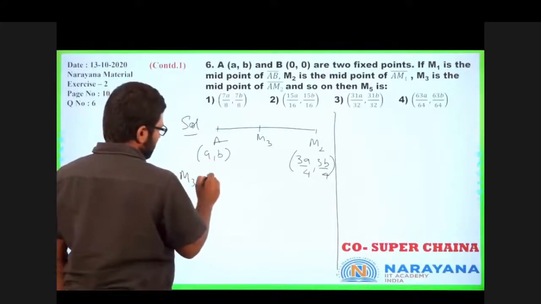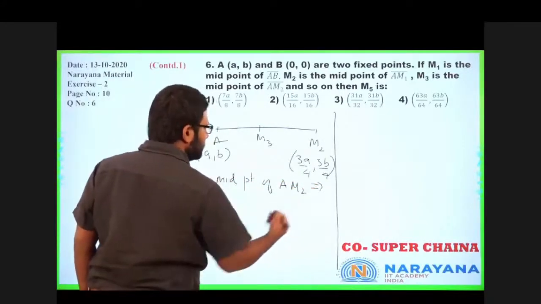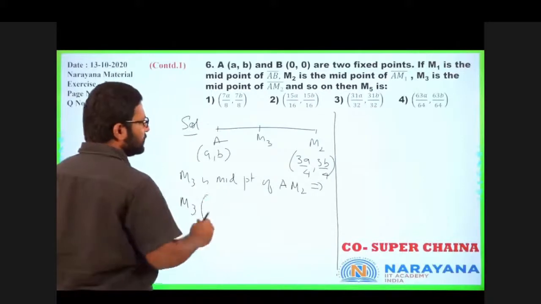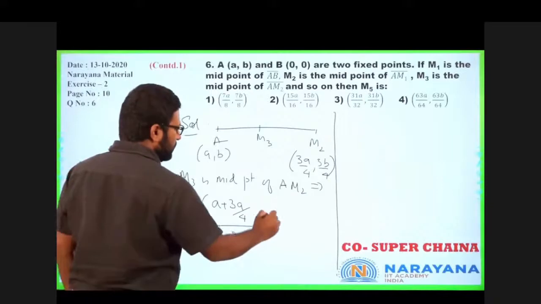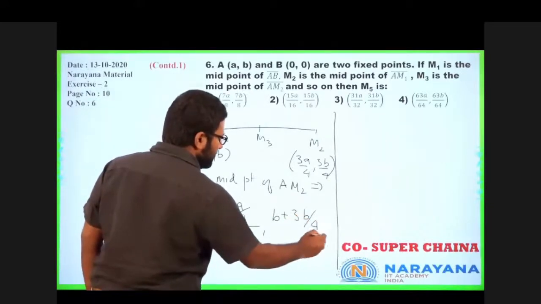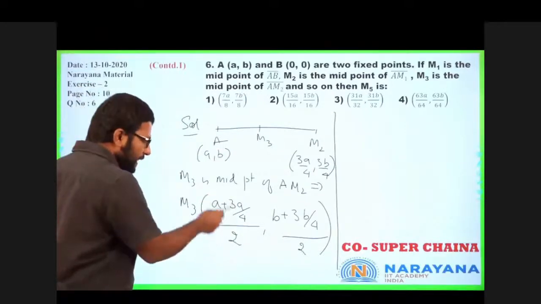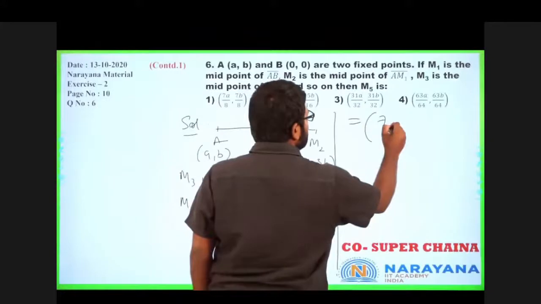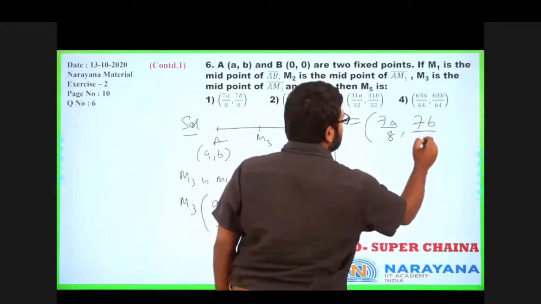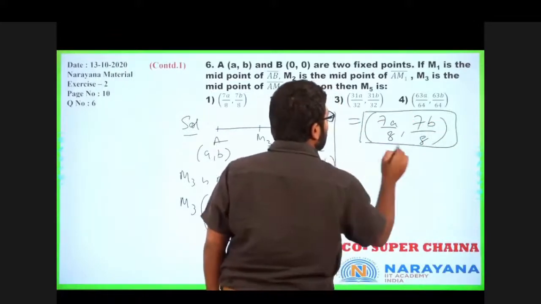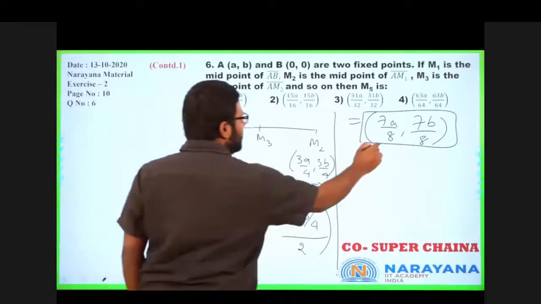So M3 is the midpoint of A and M2, which means M3, what will be its coordinates? A plus 3A by 4 the whole divided by 2, comma B plus 3B by 4 the whole divided by 2, right? Cross multiply, it becomes 7A by 8. So this is 7A by 8, comma 7B by 8. Correct? So, no, that's not the final answer. That is M3. Are you beginning to see the pattern?